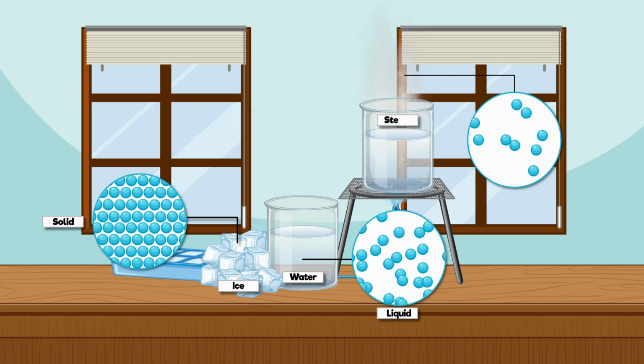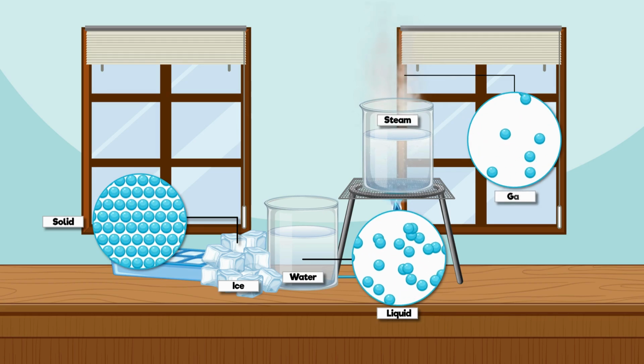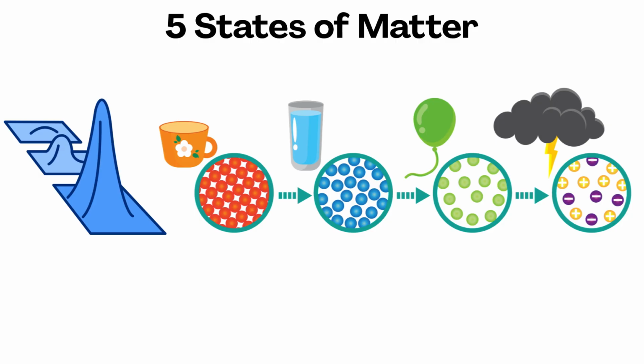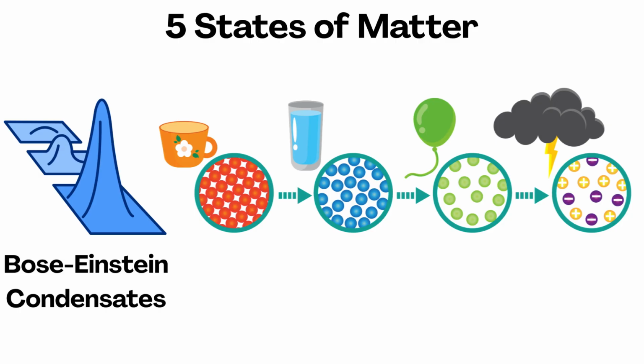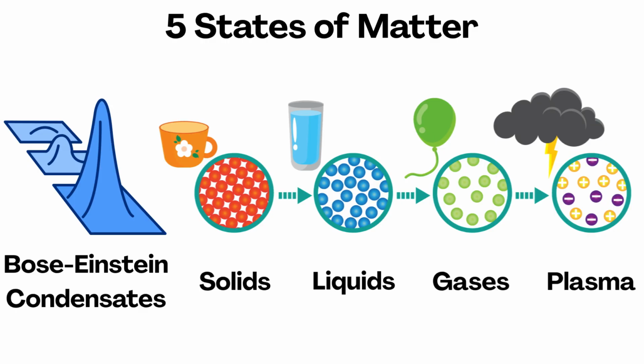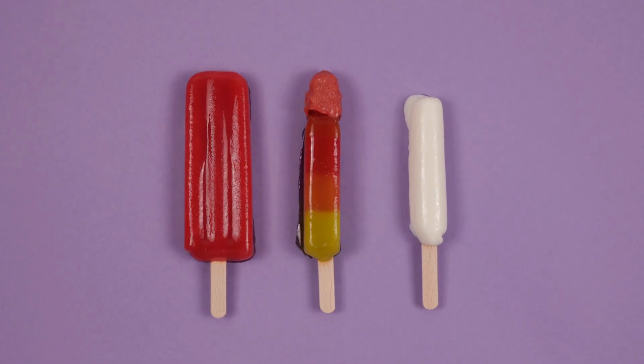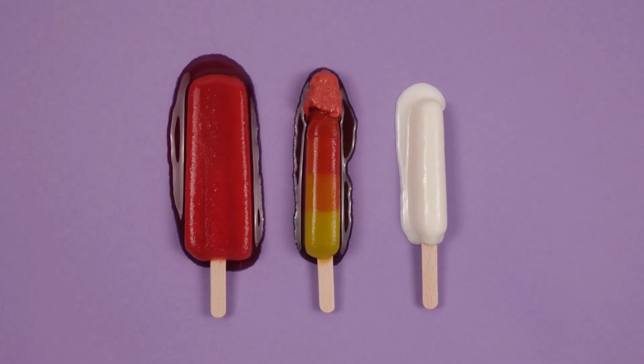The way molecules move and how far apart they are determine the matter's state. There are 5 states of matter: Bose-Einstein condensates, solids, liquids, gases, and plasmas. Each state has its own properties. On Earth, you will see solids, liquids, gases, and plasmas in lightning. You observe matter changing its state when it freezes, melts, condenses, or evaporates.